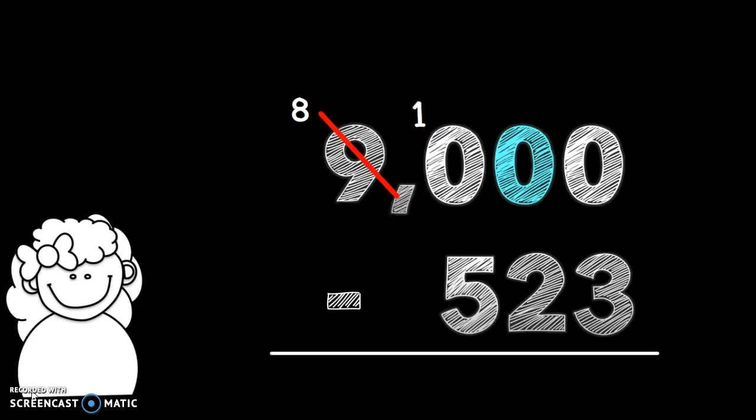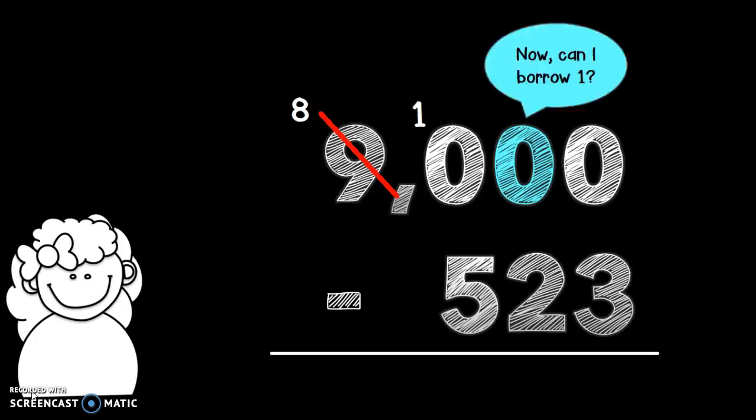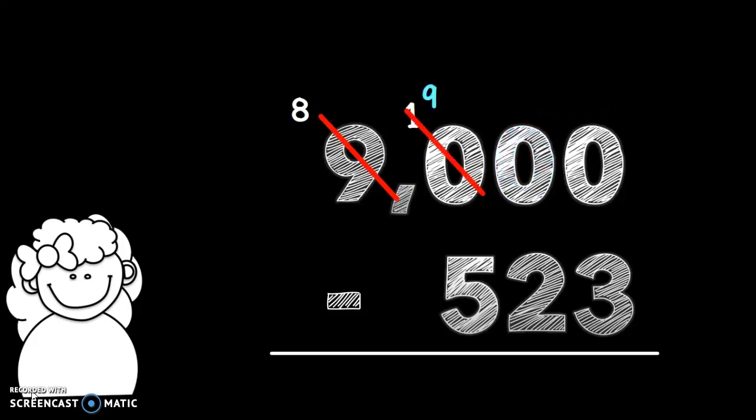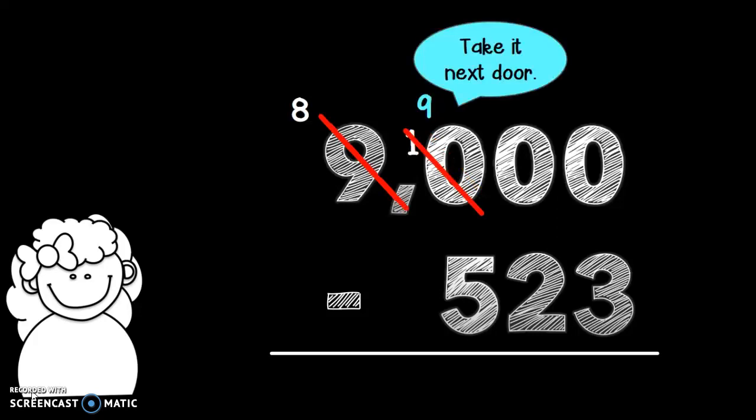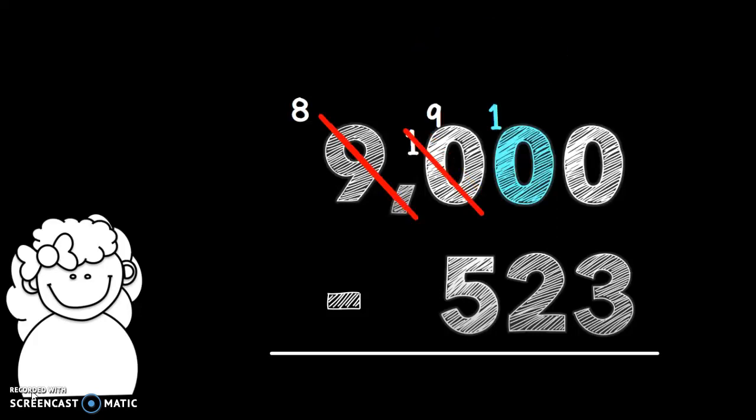And now the 0 in the tens place asks the 0 in the hundreds place, now can I borrow a 1? So we cross out that 10. It becomes a 9. The 9 says, take it next door. And the 0 in the tens place, we put a 1 above it. So it looks like a 10.